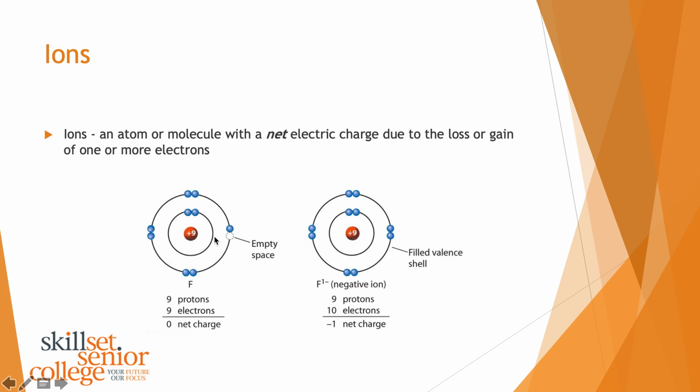So say we have fluorine here, it needs to gain another electron. When it does gain that other electron, it is negatively charged by 1. You could write that as 1 minus, but we just write minus because we just assume that's 1. If it gained more than 1, then it would be 2 minus, and we'd write that as 2 minus. But what I would like you to write down just now is: an ion is an atom or molecule with a net electric charge due to the loss or gain of one or more electrons.